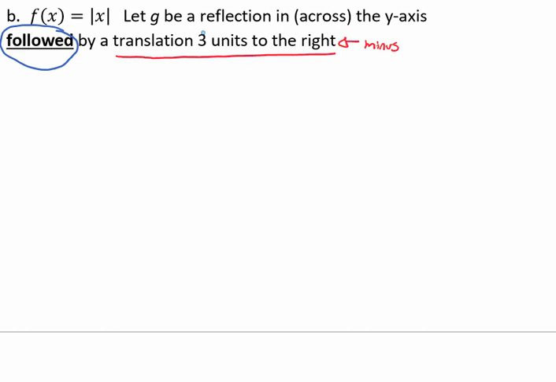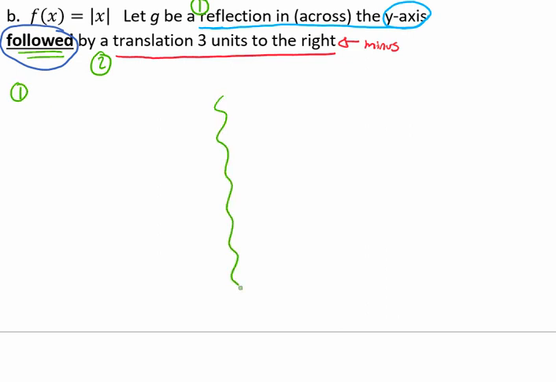So we see here that we're going to be reflecting across the y-axis. And so just like in our last problem, our followed by means we're going to have 2 parts. 1, our reflection across the y-axis, and 2, our translation 3 units to the right, which means that we're also going to need another random letter, because our g of x is what we're going to use in our second part. So I'm just going to go ahead and use h of x again.